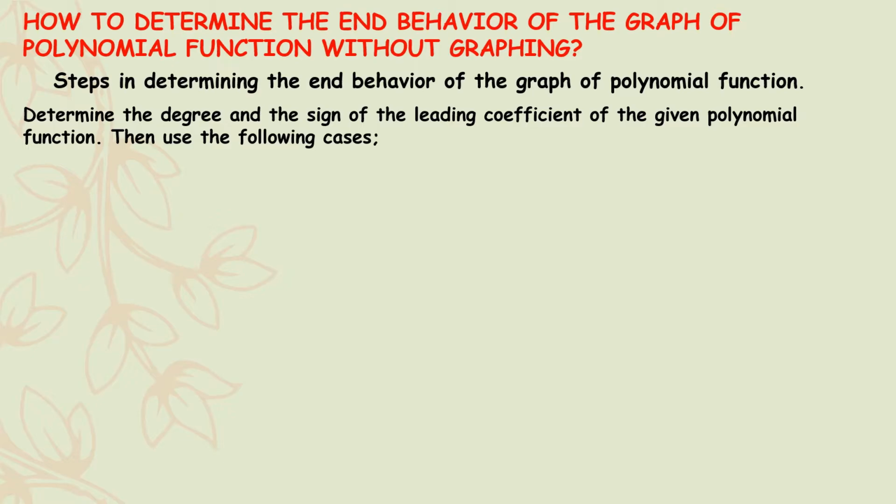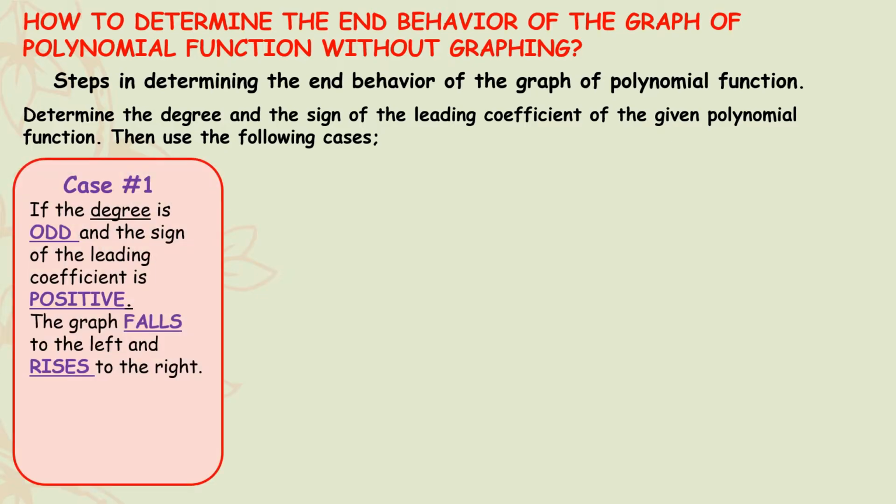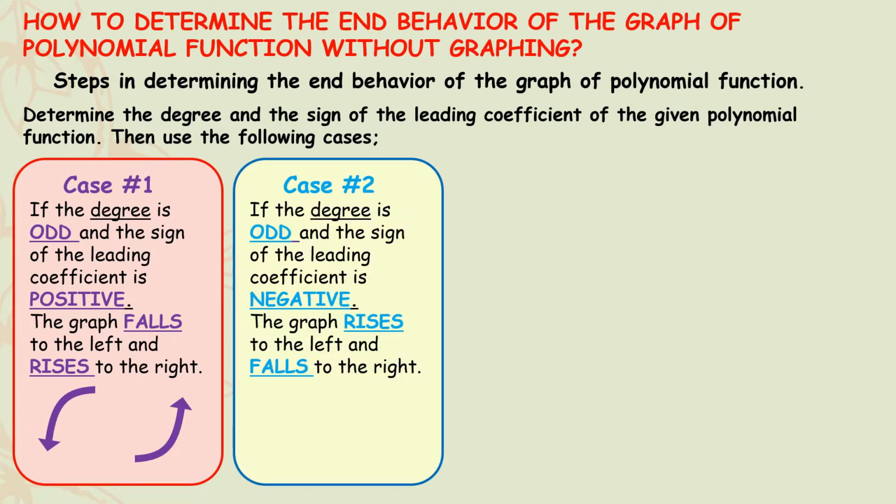First, you have to determine the degree and the sign of the leading coefficient of the given polynomial function, then use the following cases. Case number 1, if the degree is odd and the sign of the leading coefficient is positive, then the graph falls to the left and rises to the right. Then case number 2, if the degree is odd and the sign of the leading coefficient is negative, then the graph rises to the left and falls to the right.